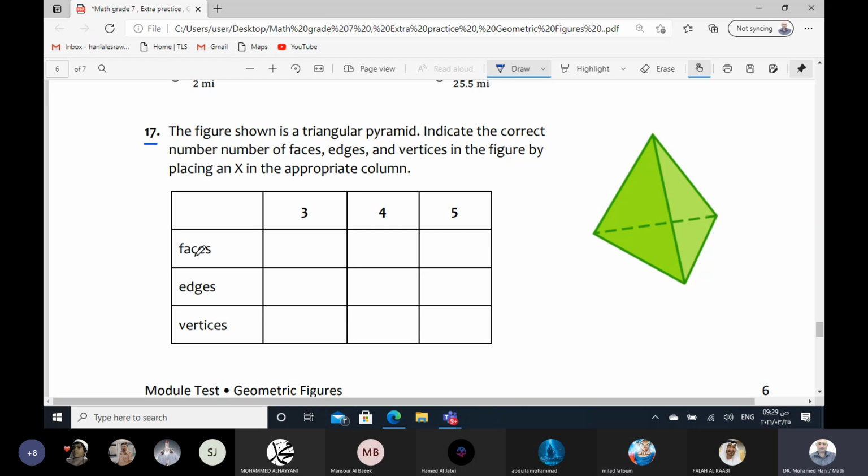Who can tell me the number of faces? Is it 3, 4, or 5? 4. So 4 faces. We have 3 on the sides and 1 in the base, which means 4.